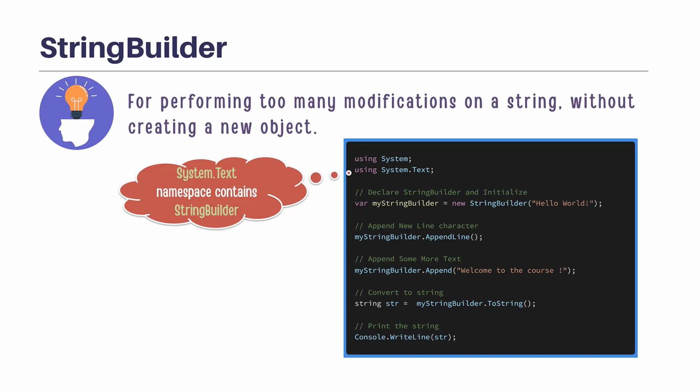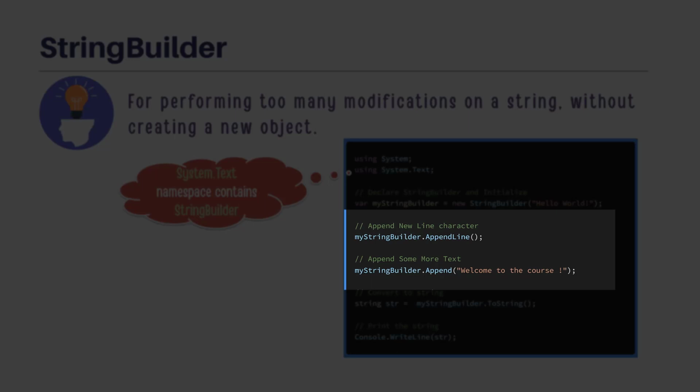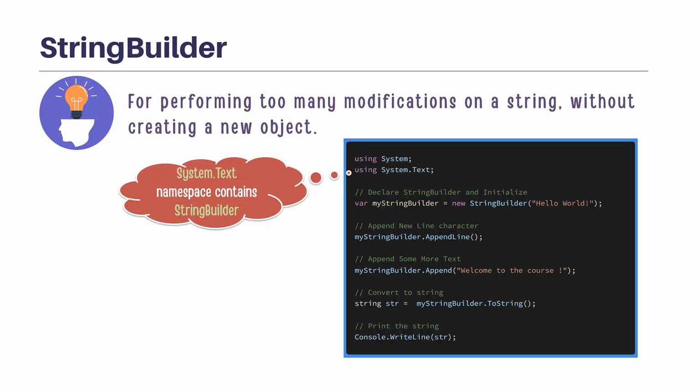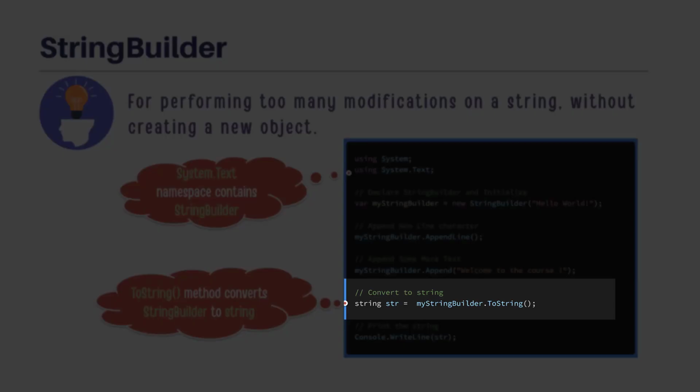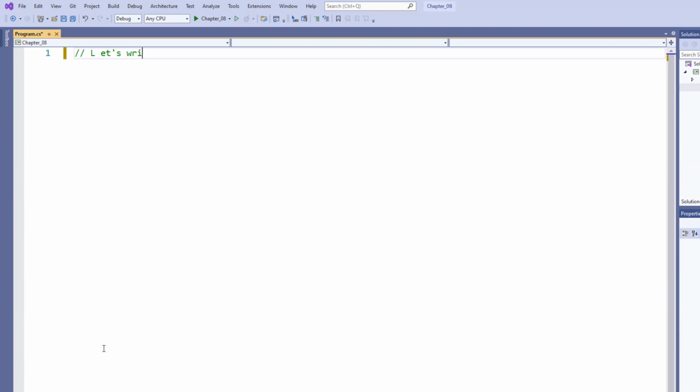Here, in this code snippet, we have used two methods, AppendLine and Append. AppendLine adds a new line character to the string, while the Append method takes a string value as a parameter and this parameter value is then appended to the value of the StringBuilder. Once all the intended operations are done, we can get the results into a string variable by calling the ToString method on the StringBuilder instance. Now let's go back to Visual Studio.